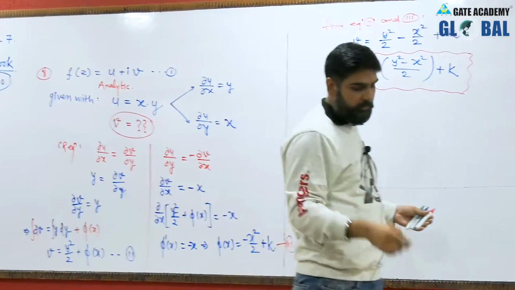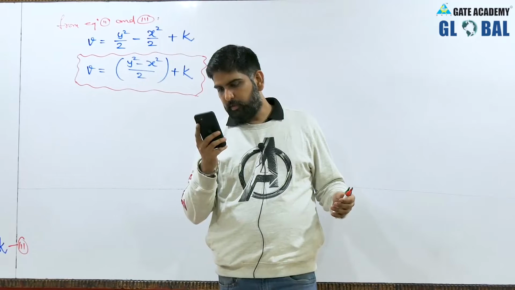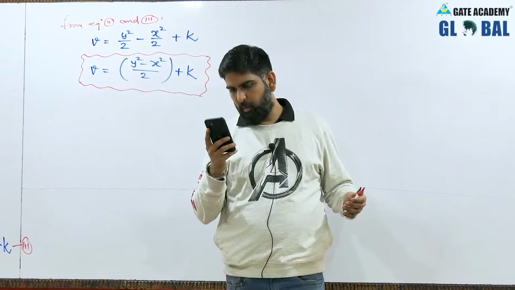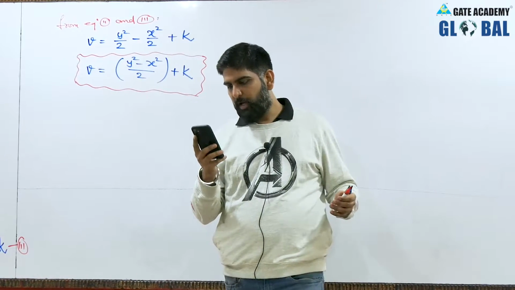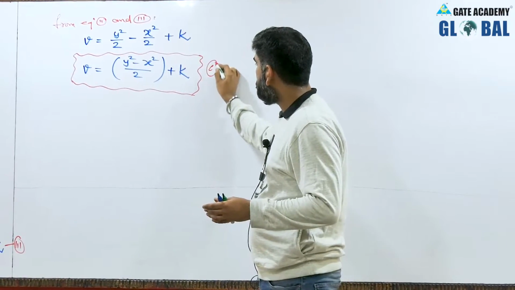Let us check the options first. In my mobile I have the workbook. So the answer is nothing but option C, y square minus x square by 2 plus k. This is what we are having here, option C.